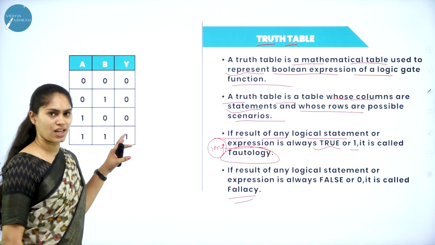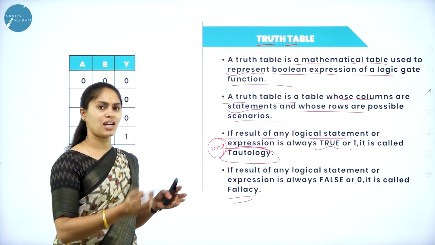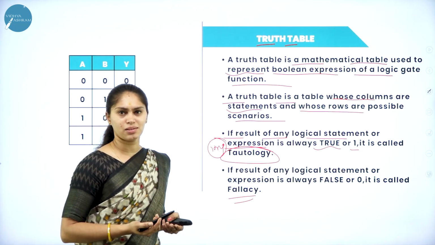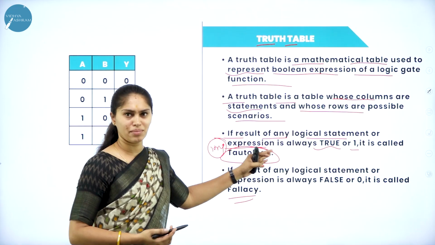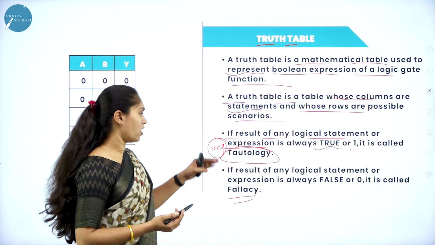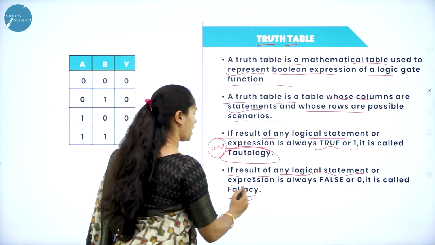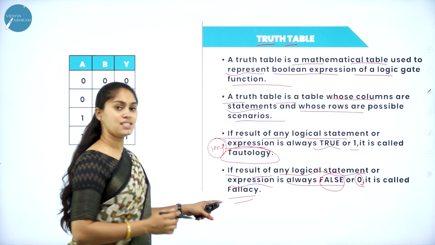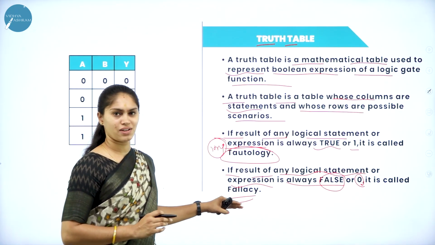If you see this truth table here, if I am getting all the results as 1 always, whatever operation I perform, for example addition, subtraction, multiplication, for any logical statement, if I am getting a true value for all the scenarios, then that will be considered as what? Tautology. If the result of any logical statement or expression is always false or 0, then that will be considered as a fallacy. That is the definition of tautology as well as fallacy.